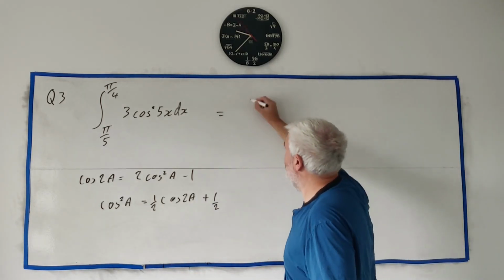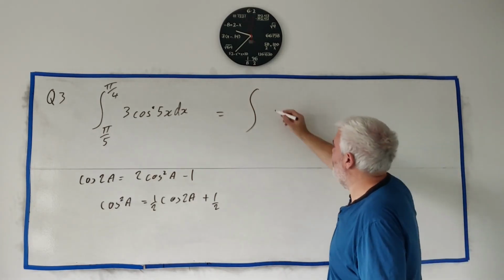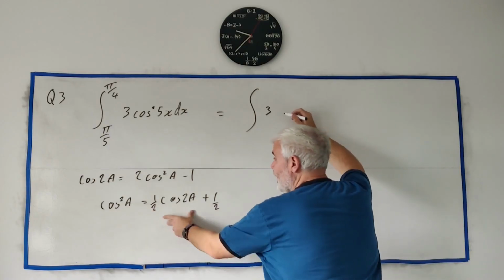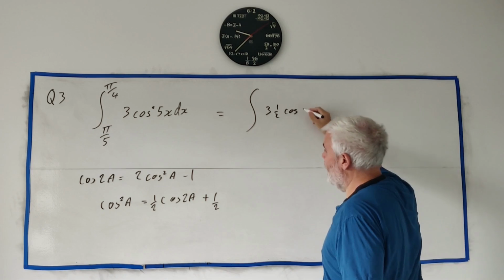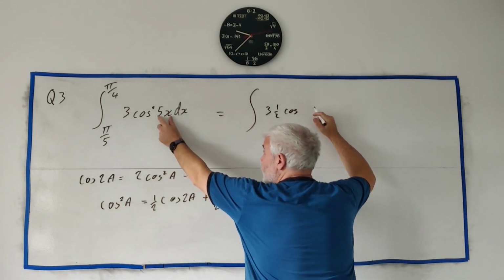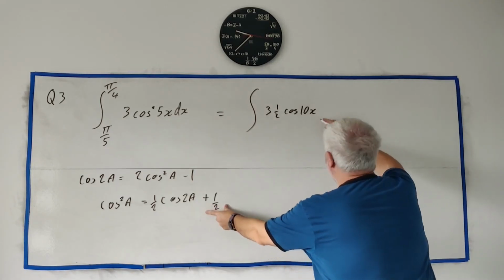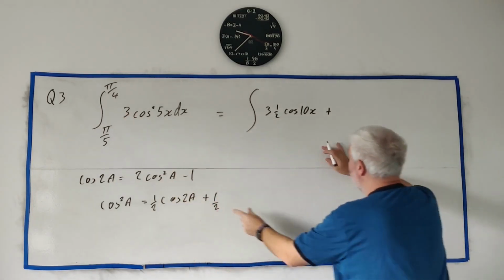So let's go ahead and try to replace this question with this substitution and see if that makes it any easier for us. So we'll still be integrating. I won't bother writing my limits till the end. This will become 3 multiplied by everything in here. So that'll be 3 multiplied by a half cosine of 2 times the original. So here's the original, 5x. 2 times that is 10x. And then plus, it'll still be 3 multiplied by this half.